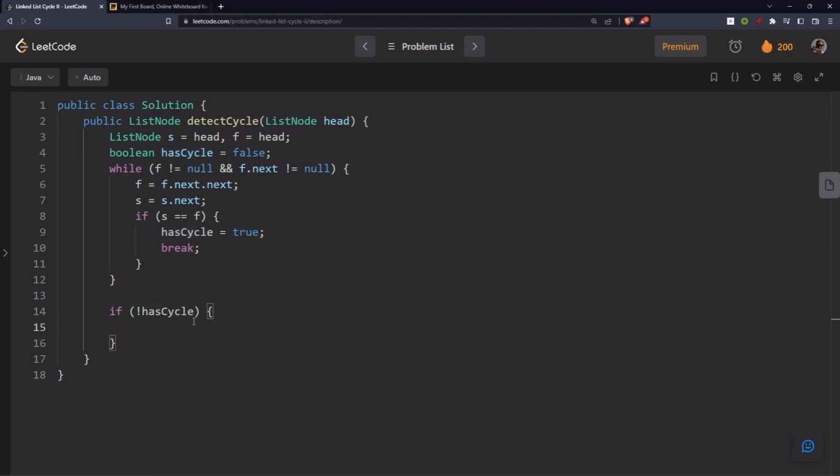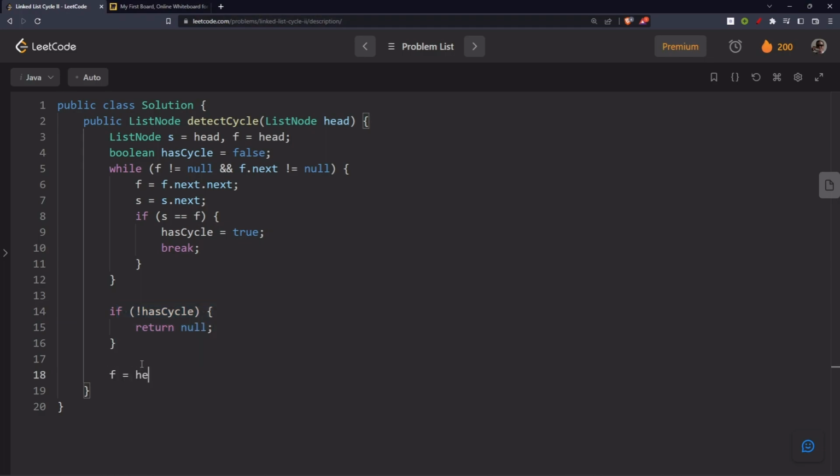If not hasCycle, return null. Why? If our loop breaks by encountering a null value, that means we don't have a cycle, so our hasCycle variable will remain false. In that case, we return null. Otherwise, that means we have a cycle and our hasCycle variable is true.